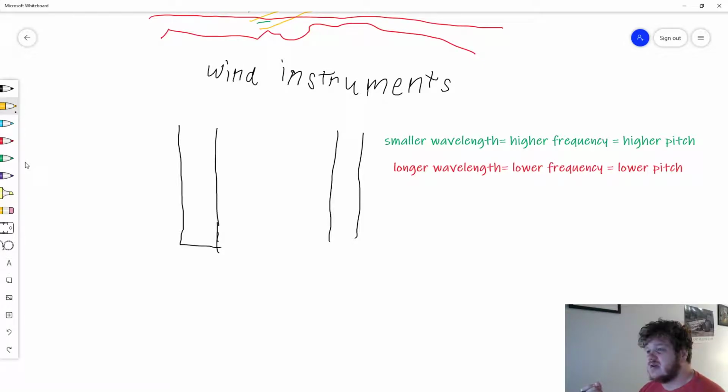To start us off, one of the things that goes on is wind instruments. With these wind instruments, the main idea is that you have a vibrating column of air, as in you just have this area inside of something where it can vibrate. Now, there are two possibilities. There's one where you have it closed at one end, and one where you have it open at both ends.